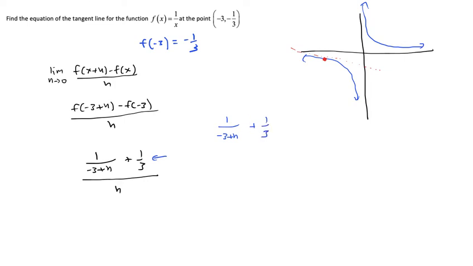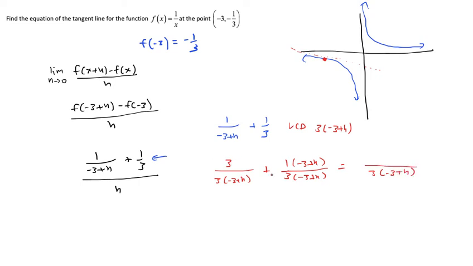In order to combine these fractions, we need the LCD. In this case, the LCD is 3 times -3 plus h. So I'm going to multiply this fraction by 3, which gives us what we need here. And then I'm going to multiply this fraction by -3 plus h over -3 plus h. Notice what happens. We get this denominator, 3 times -3 plus h, which is what we want. But what do we get at the numerator? We get 3 plus -3 plus h, so the 3's cancel out and we are just left with an h.